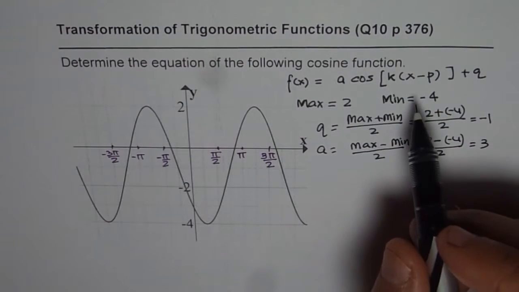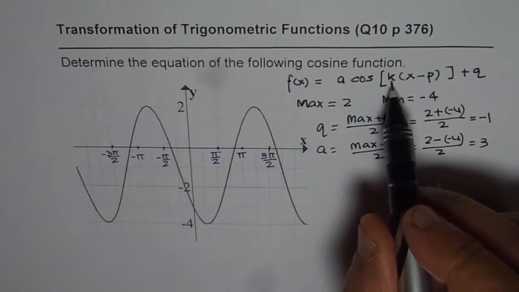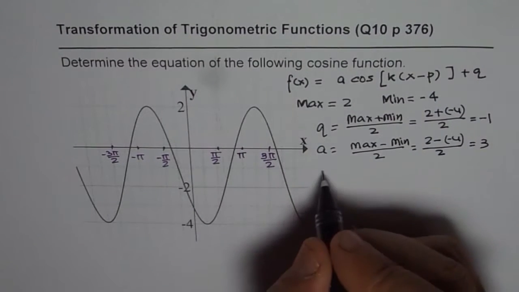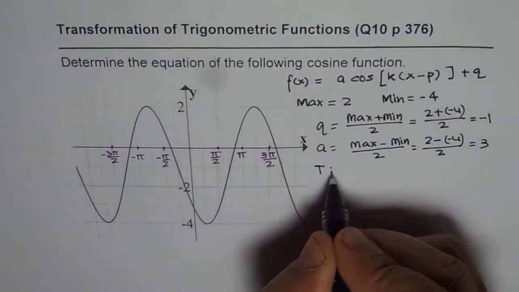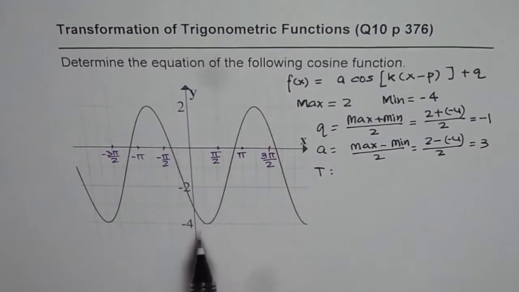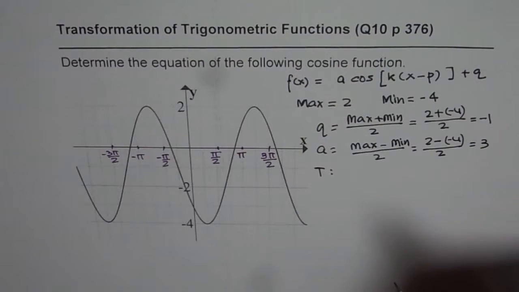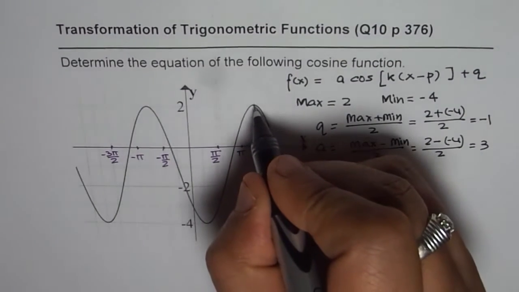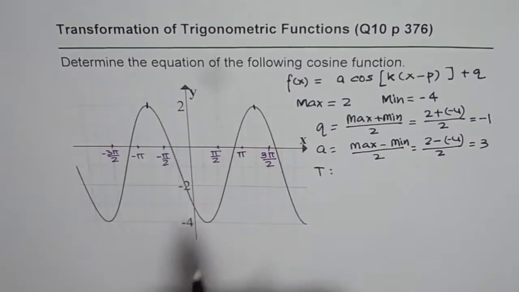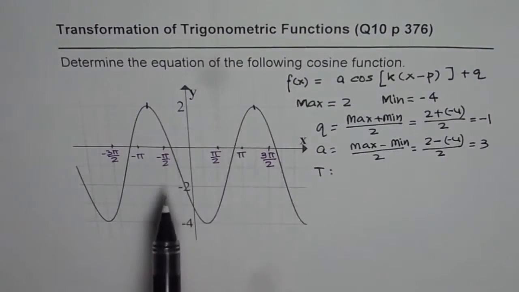Now let's try to find the time period. From the time period we can find the value of k. Now, time period is the distance between two maximums or two minimums. In this case, we can clearly read the maximum or minimum values. So these are the maximums, right? So let us see the distance between these two.